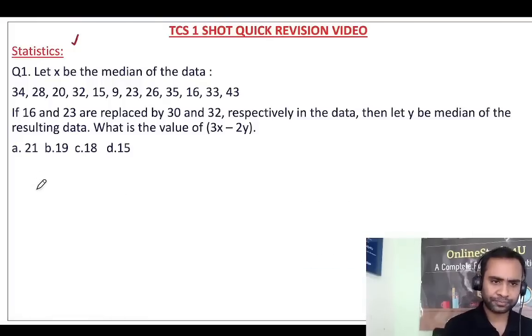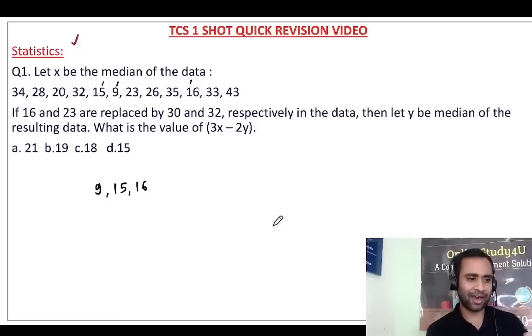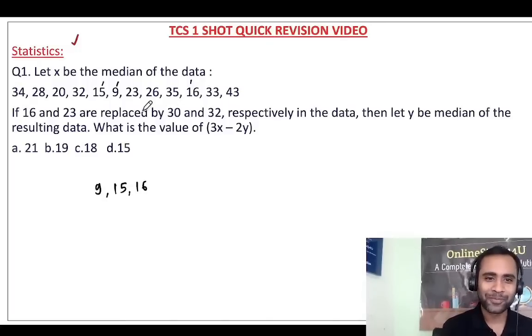Till then, I will arrange them in ascending order. This kind of question is difficult, I say, because at this age it is very difficult to visualize things properly. So 9, 15, 16, and then the next data is 20, and then 23. I'm just arranging in ascending order because we have to calculate the median. Then we have 26, then 28.